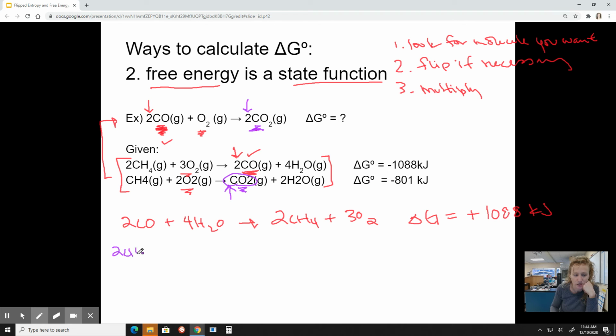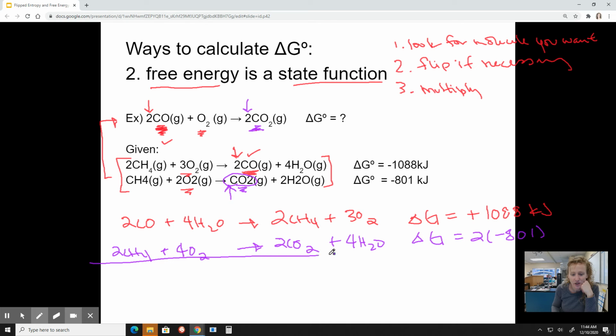So 2CH4, 4O2, 2CO2, 4H2O. So the delta G does not need to be flipped, but it does need to be multiplied by 2. All right, now I can double check that I did this right by adding up my 2 reactions. And then once I know that I did it right, I can add up my free energies.